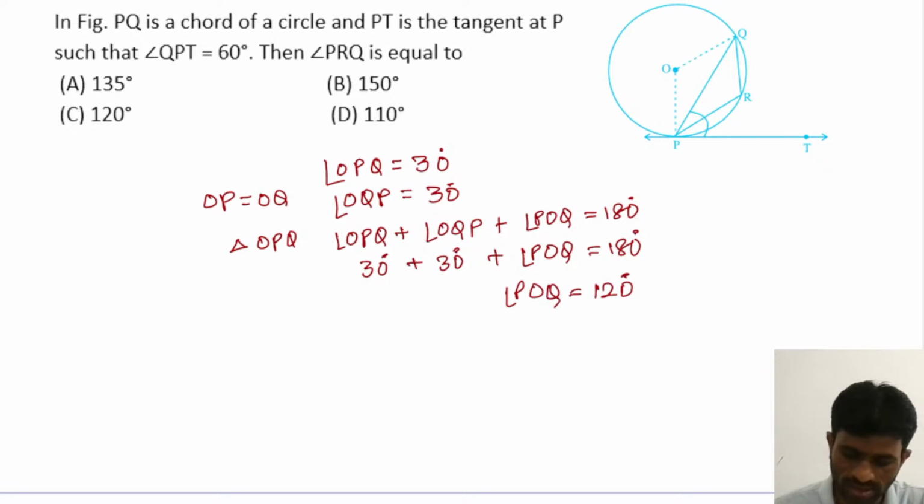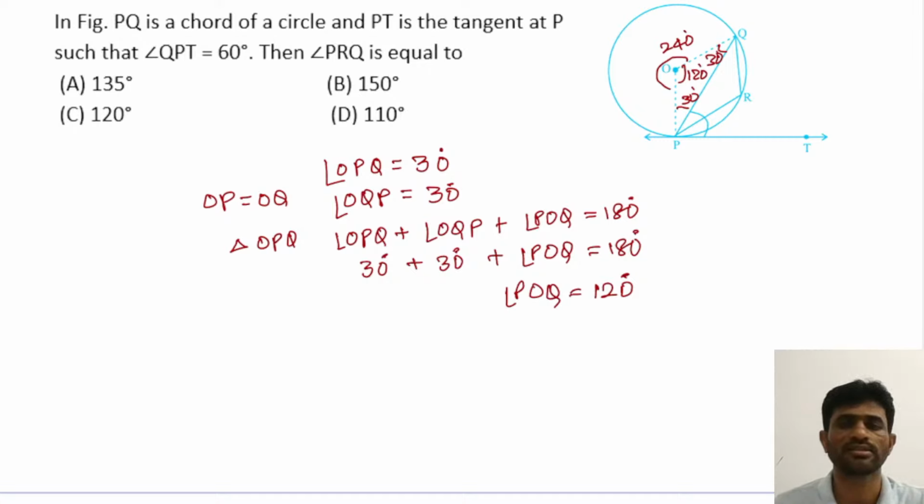So here what we got, this is 30, this is also 30, this is 120 and this is 120. This total is 240 here because the angle at the center is a complete 360 degrees. So that reflex angle will be 240 degrees. When that is 240 degrees, PRQ will be half of it. PRQ will be half of 240, that is 120. So your option is 120 degrees. Option C is correct.